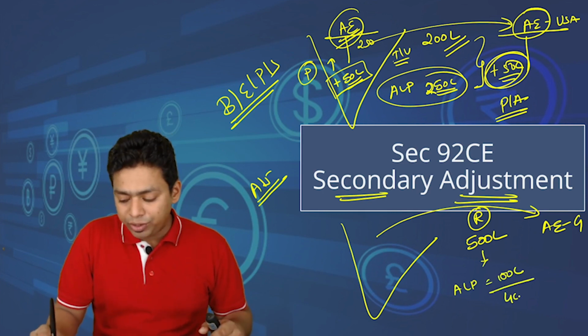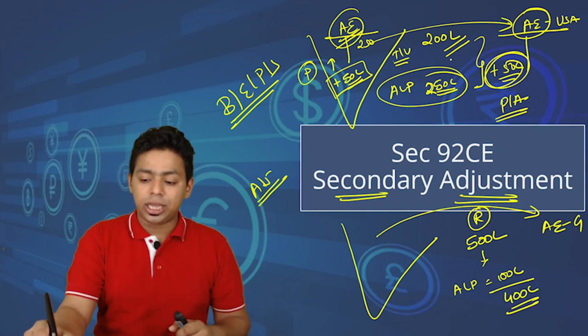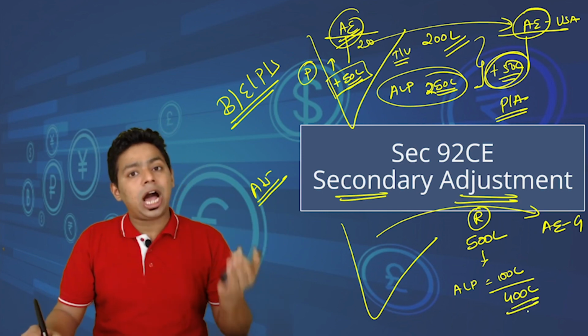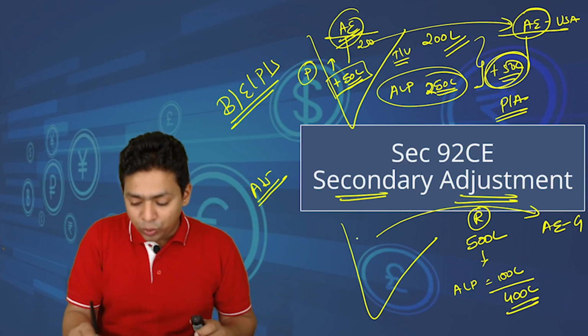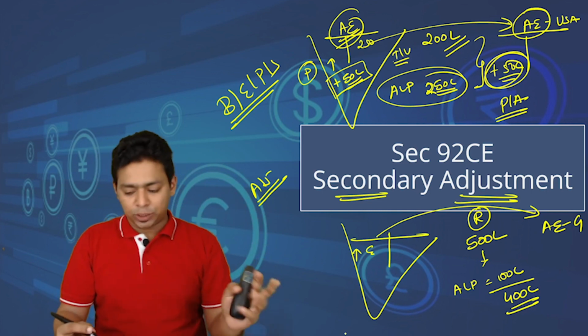Okay, how much excess have we given? Excess we have given 400 lakh. This is the outflow. This is the inflow that did not happen. This is the outflow which has happened. By doing this, the Indian entity has booked more expenses. More expenses means less profit.